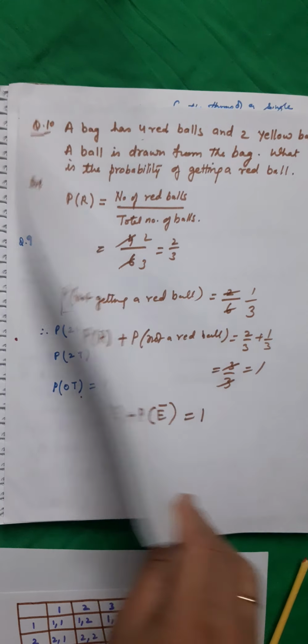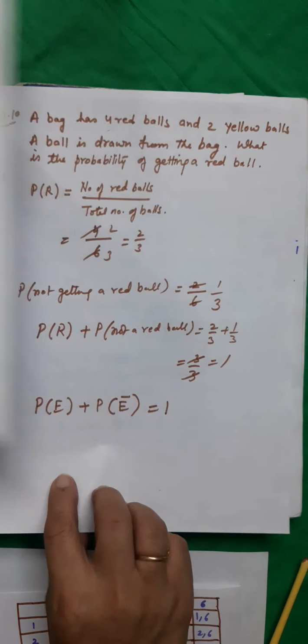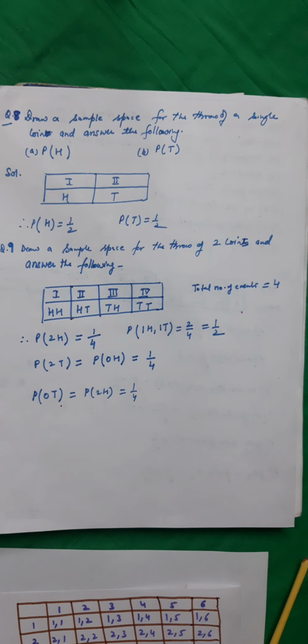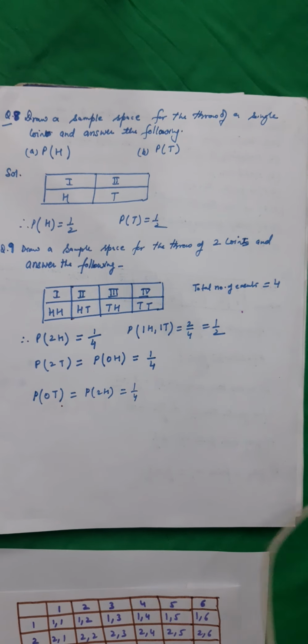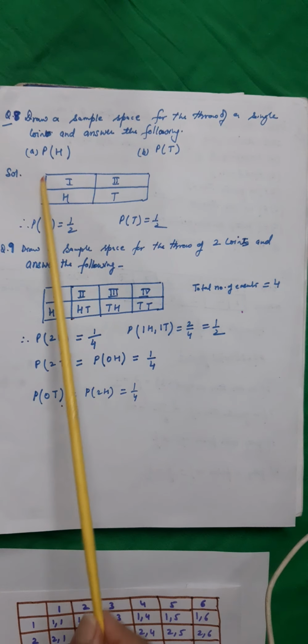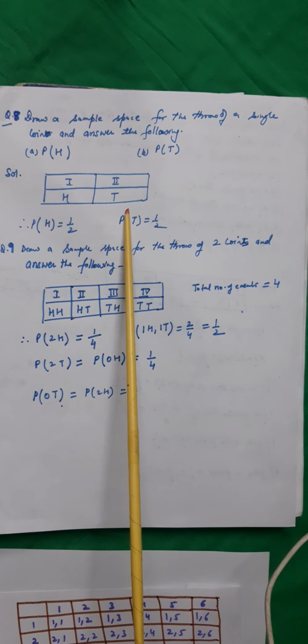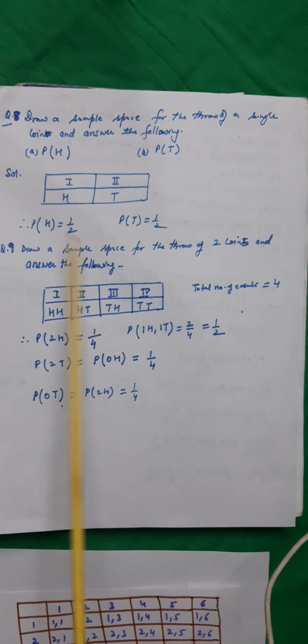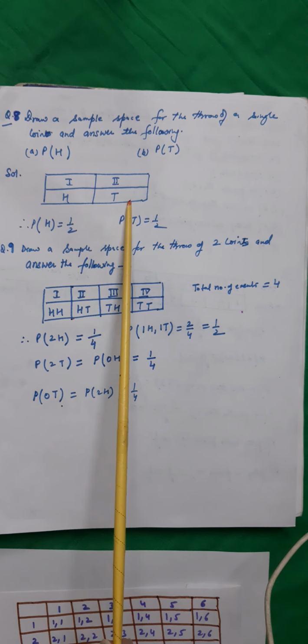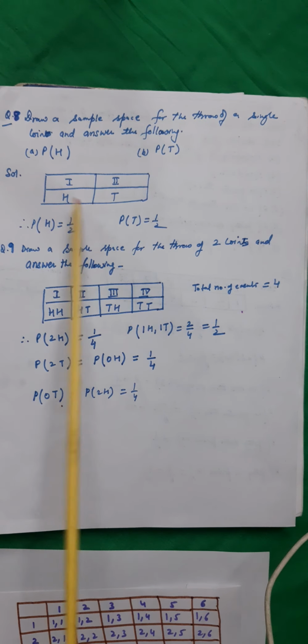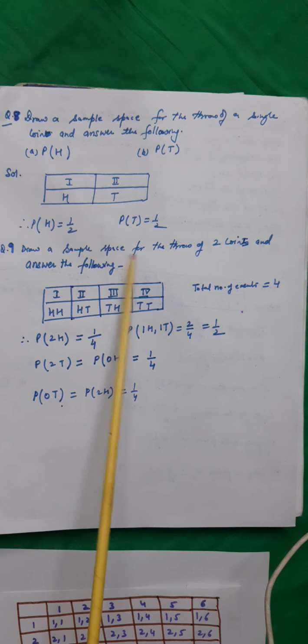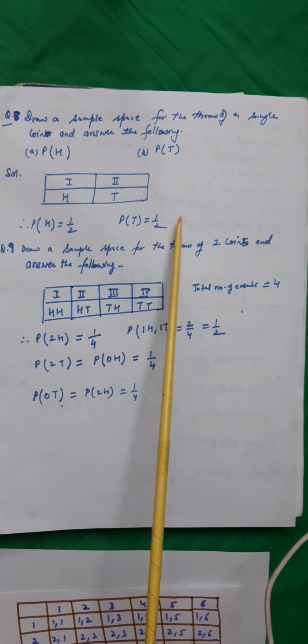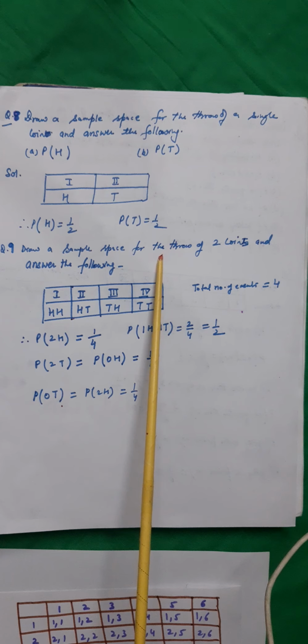Next, question number 8. Question number 8 states, draw a sample space for the throw of a single coin and answer the following. The sample space can be drawn like this. Probability of head will be 1 upon 2 because the number of events are 2. So favorable is 1. So probability of head is 1 upon 2. And probability of tail will be again 1 upon 2.